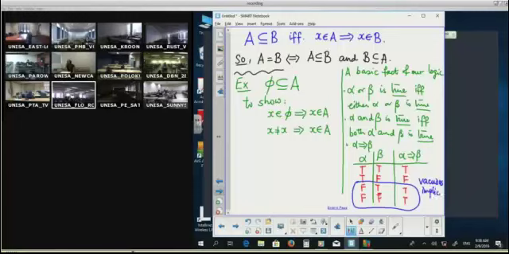These two are called vacuous implication. V-A-C-U-O-U-S. Vacuous means from nothing. So whenever we are going to use this, we will say by vacuous implication, or the implication vacuously follows. Okay? So, let's see how I am going to use this.